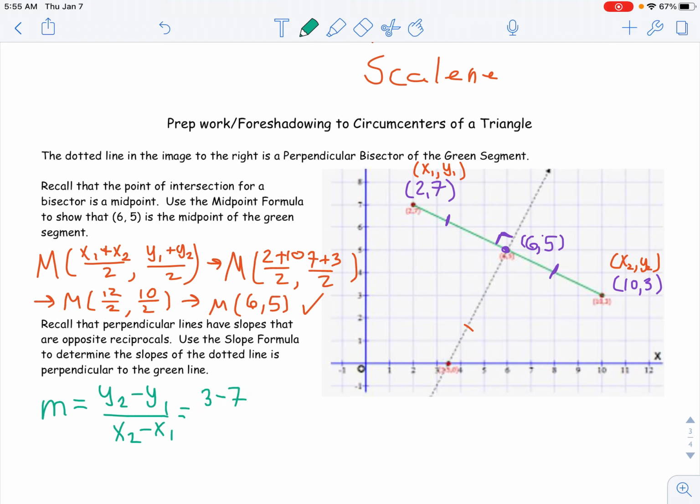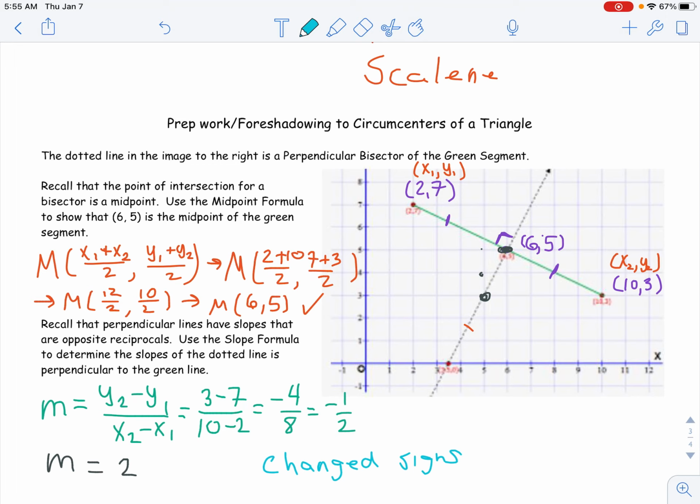All right, so I'm going to get (3 minus 7) over (10 minus 2), which gives me negative 4 over 8, or negative 1/2. All right, so that's the slope of the green line. The slope of the dotted line, I'm going to help you guys out a little bit. Let's use this point and this point, and we can clearly just count 1 over 2, which is 2. All right, opposite reciprocals. Remember, we changed signs and we flipped, so it checks out.